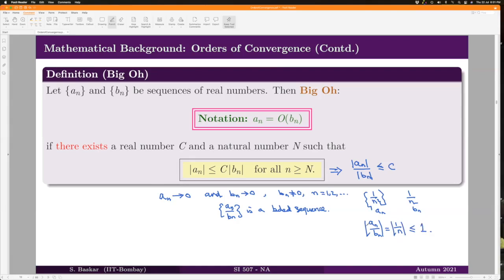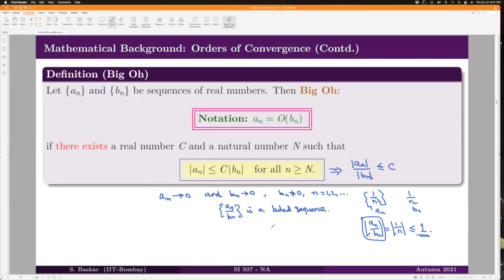So what made this term in this example a bounded quantity? Although bn was going to 0 and bn is sitting in the denominator, nevertheless this term did not blow up. Why? Because an was going to 0 faster than bn. So it was always going faster than bn, and that made your sequence an by bn remain bounded even though the denominator bn was going to 0, right?